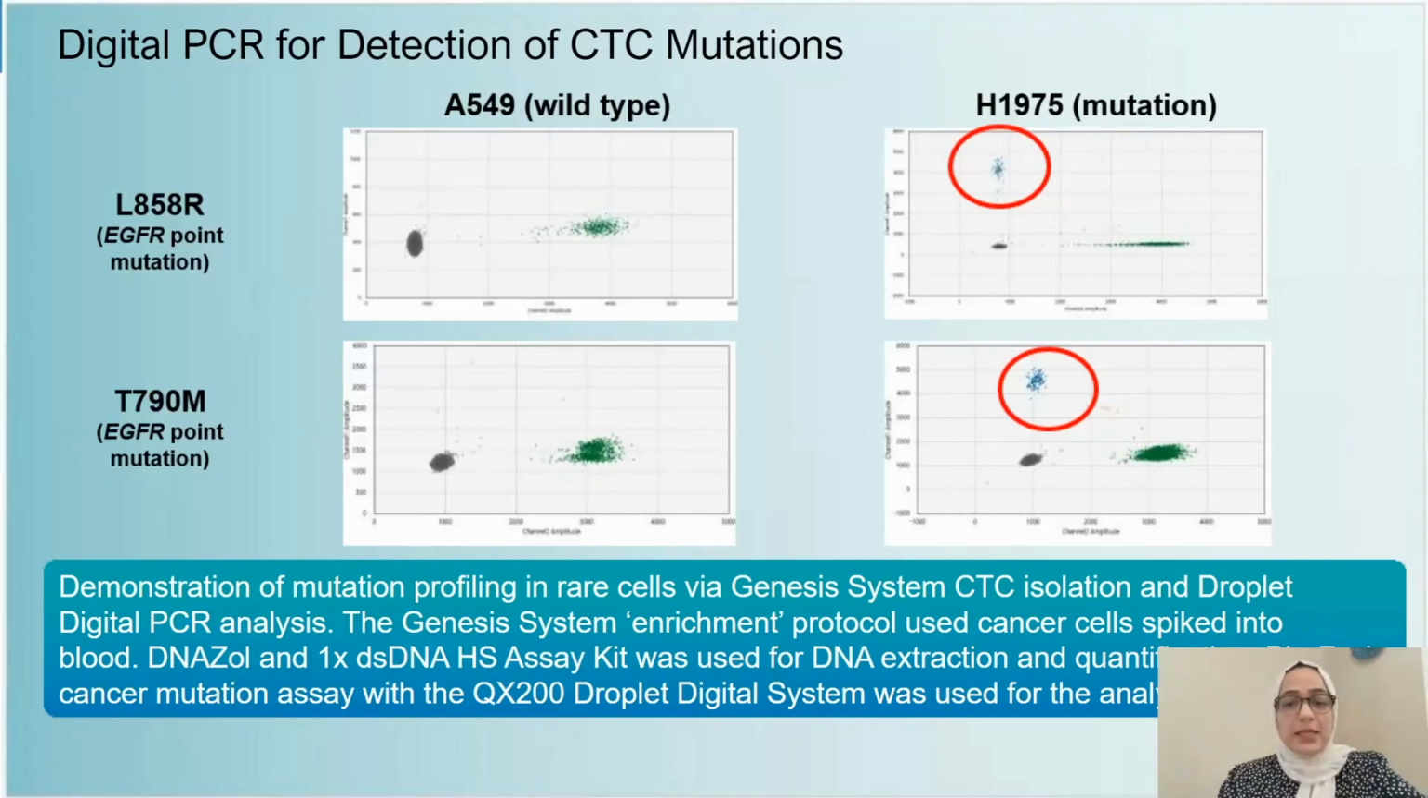T790M. CTCs enriched by Genesis were processed using the Bio-Rad QX200 droplet digital system, and as shown on the right graph, the cells with point mutations are detectable, while no mutation was detected in the wild type cell line in the left side graph.